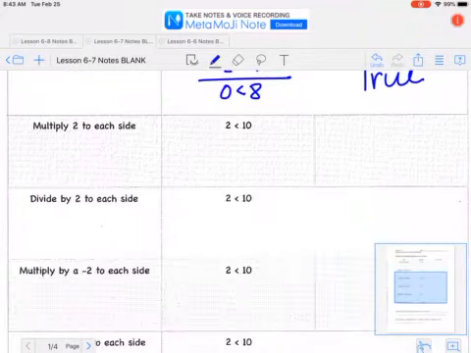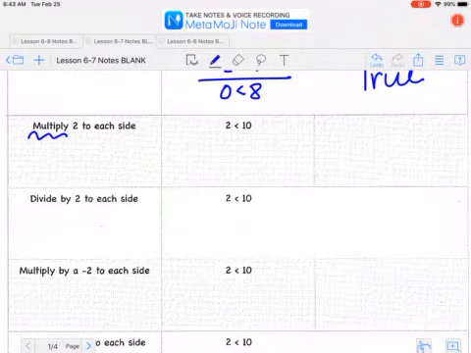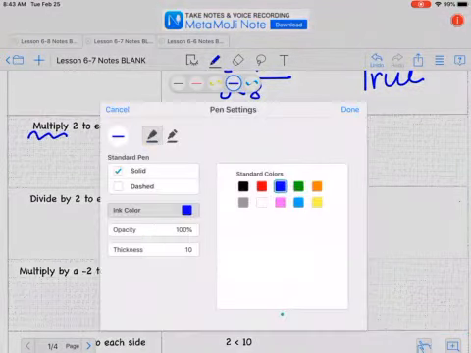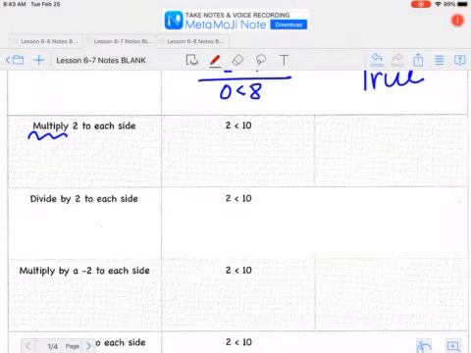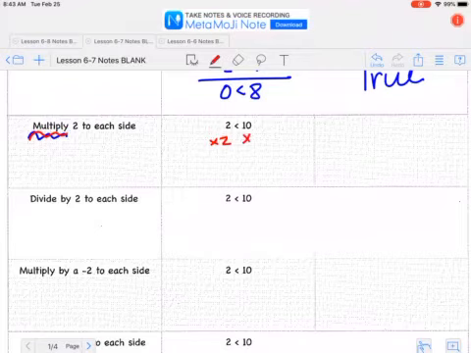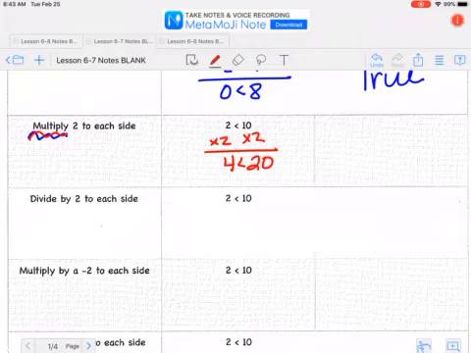Okay, so now we're multiplying. Okay, so I'm going to switch up my color here. So for multiplying by a positive 2 to each side, so multiply by 2, we get 4 is less than 20. Is that true or false? That is true. And notice that it's a positive 2.